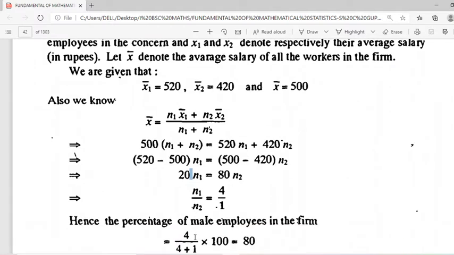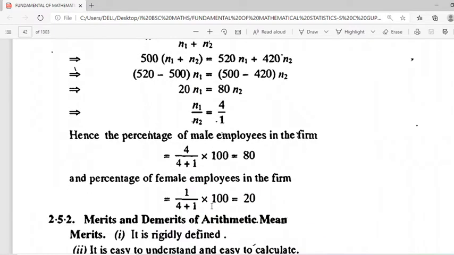That is N1 by N2 is equal to 80 by 20. That means 4 by 1, 4 is to 1. So how can we find out the percentage? N1 by N2 is 4 means N1 is 4 times bigger than N2. So what is the percentage? This is 4 by (4 plus 1) into 100, that is 80. So 80 is 4 times bigger than 20. Multiple of 4. 20 is the percentage of female employees: 1 by (4 plus 1) into 100, that is 20.